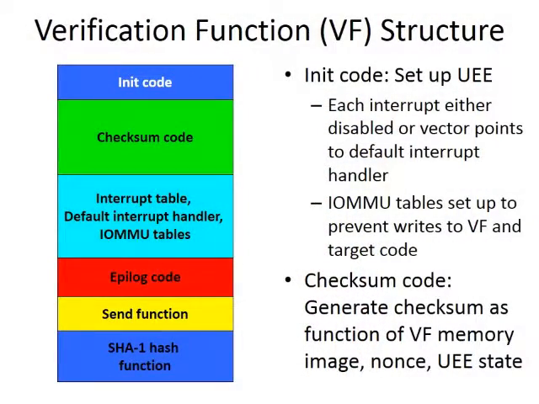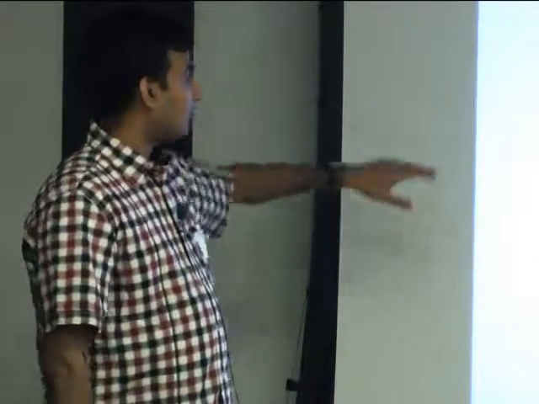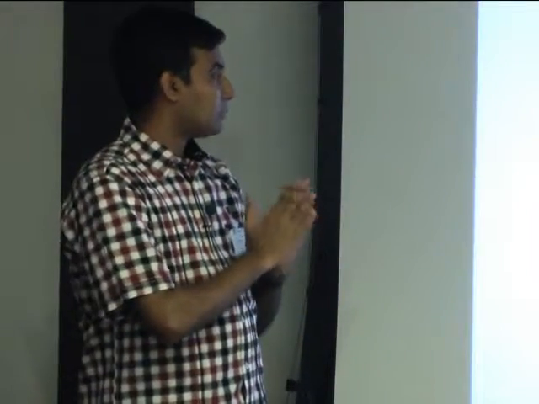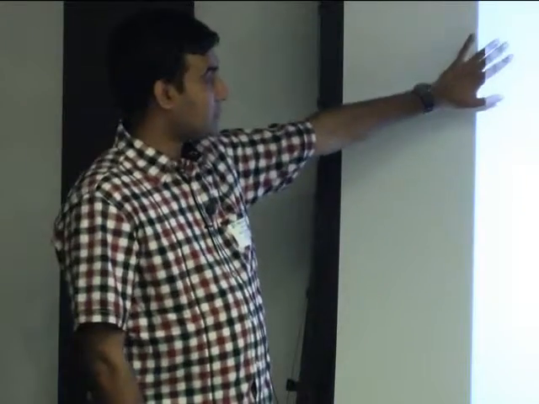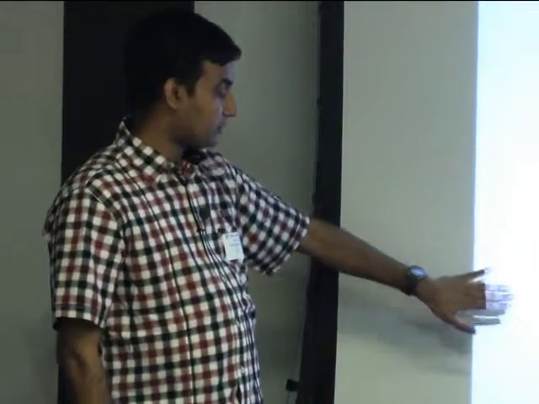So what we do is, because of the way the requirements have changed, the structure of the verification function has also changed. As usual, you still have the initialization code on the top. You have the checksum code. I'm sorry about the terminology, this should actually be the checksum loop. So the checksum loop is still in place. You have the epilogue code still in place, you have the send function still in place, and you have the SHA-1 hash function still in place.